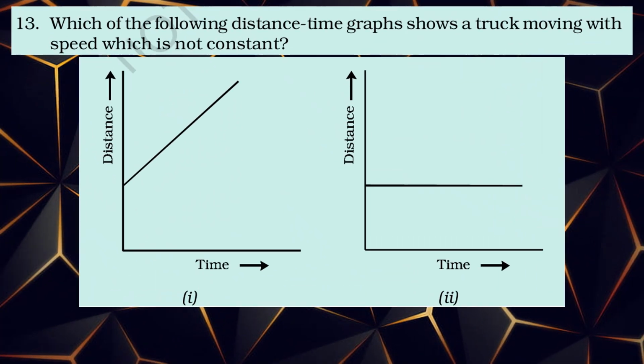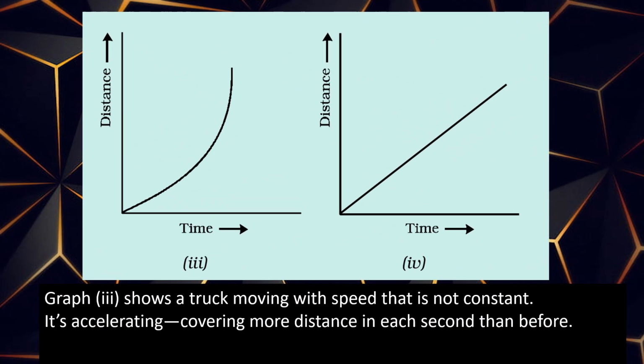Question number 13. Which of the following distance time graphs shows the truck moving with a speed which is not constant? It is staying at one place. It is moving. Next, third graph, and the fourth one. Which one? It is graph three which shows the truck moving with a speed that is not constant. That's why it is a curved line, it shows the speed is changing and it keeps on accelerating, covering more distance in each second than before.